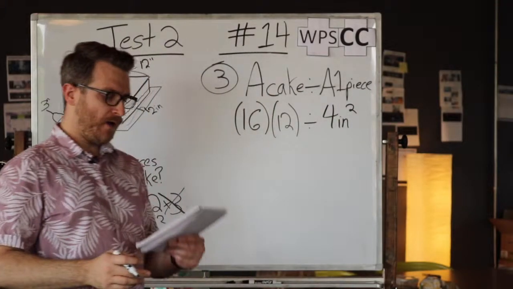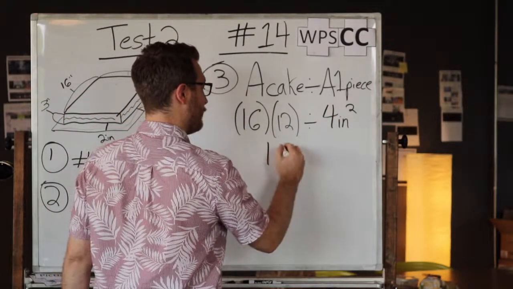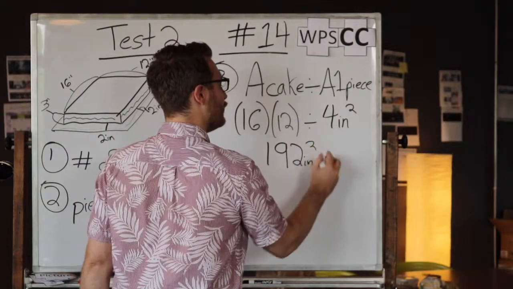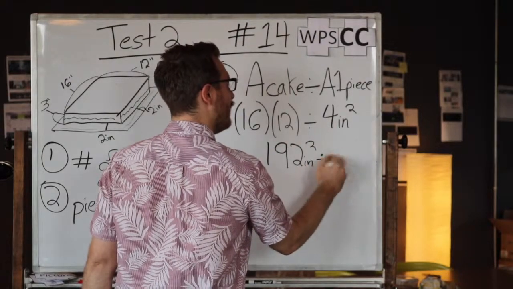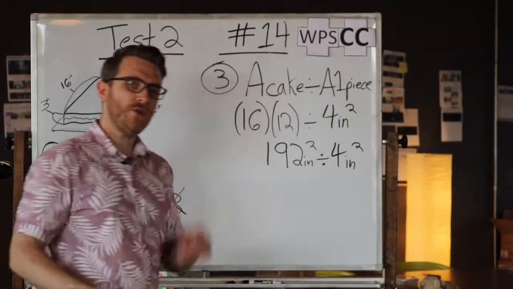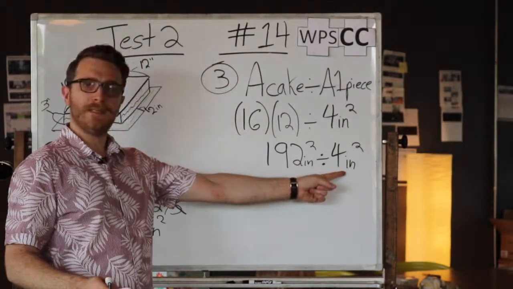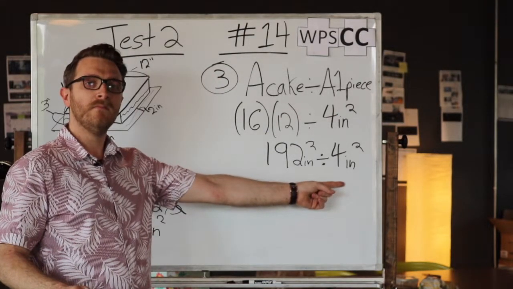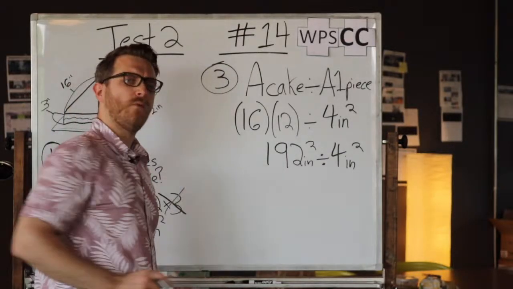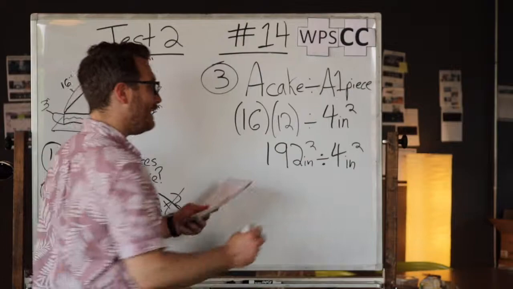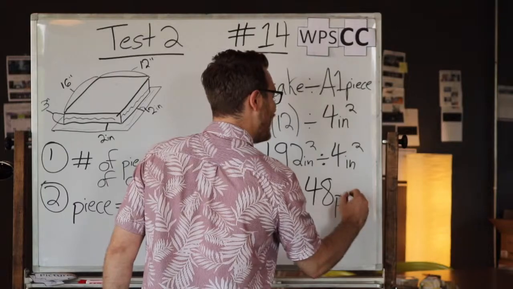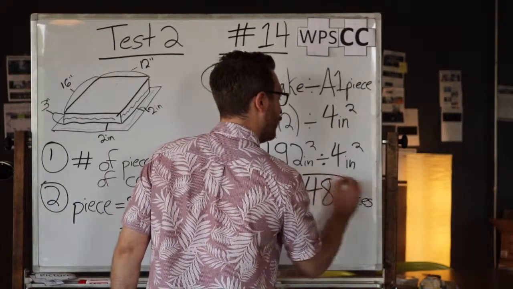So what is 16 times 12? That equals 192. So the whole cake is 192 inches squared. We're going to divide that by 4 inches squared. If each piece takes up this much area, and this is our total area, the result will show you how many pieces are possible. Grab that calculator if you want, makes it a little faster. 192 divided by 4 equals 48. That is 48 pieces of cake exactly.